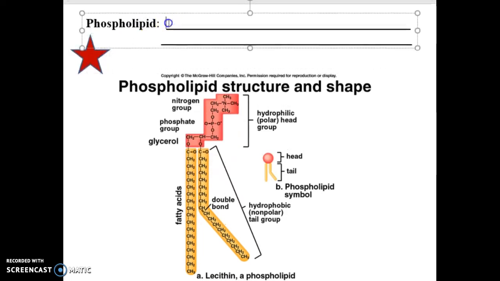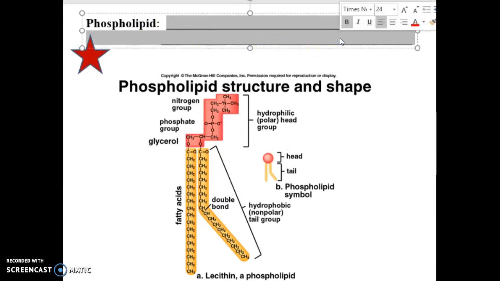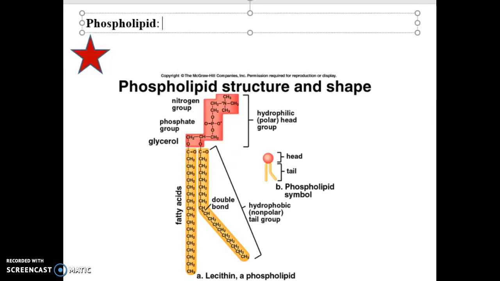Lipids are essential to create these structures called phospholipids. Phospholipids make up the cell membrane of all living organisms. All right, you have to have lipids for this. It's a phosphate head up here, and then a fatty acid or lipid tail. Now the lipid tail, hydrophobic, doesn't like water. The lipid head, though, is hydrophilic, and it likes water.